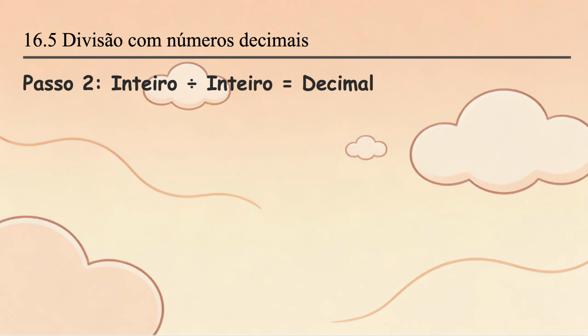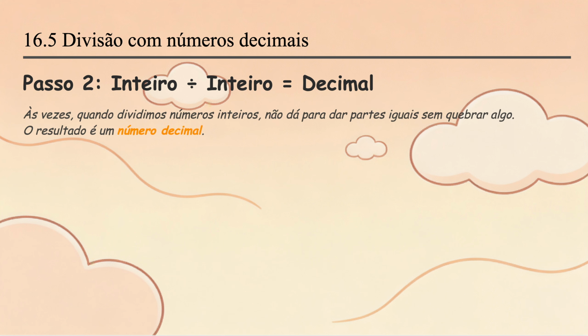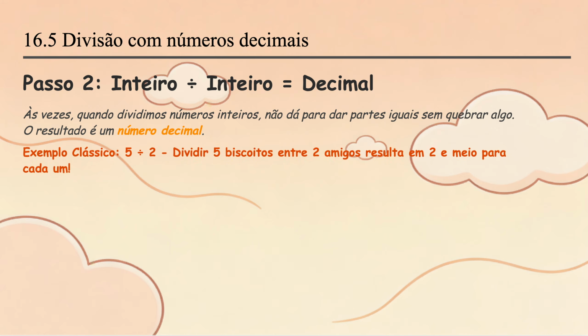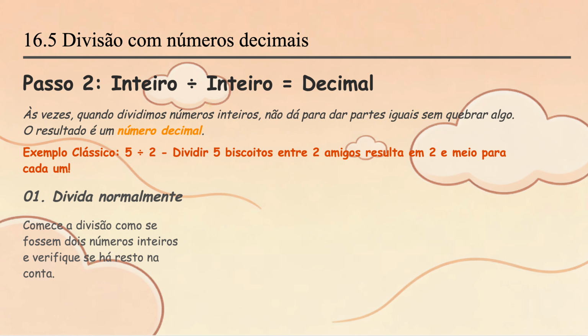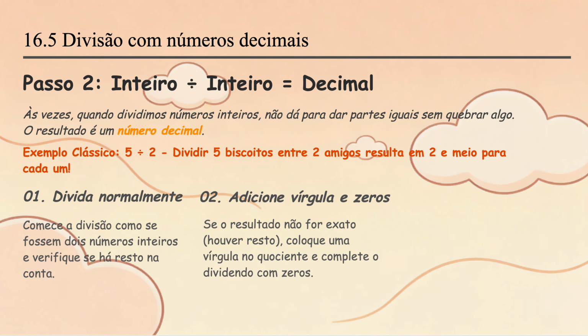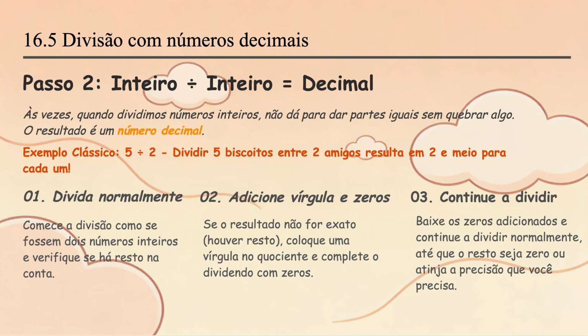Now let's learn how to do this using the standard division method. When you divide 2 integers and it doesn't come out evenly, you get a decimal. Let's take 5 divided by 2 as an example. The process is similar to regular division, but with a couple of extra steps when you hit a remainder. Here are the 3 steps.